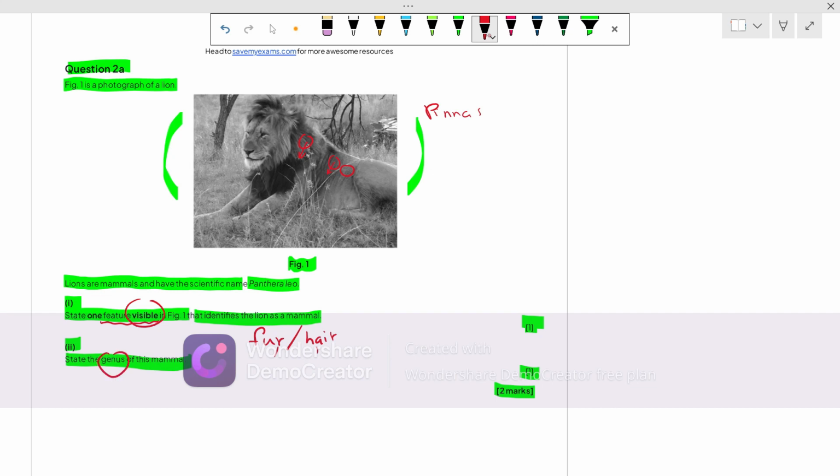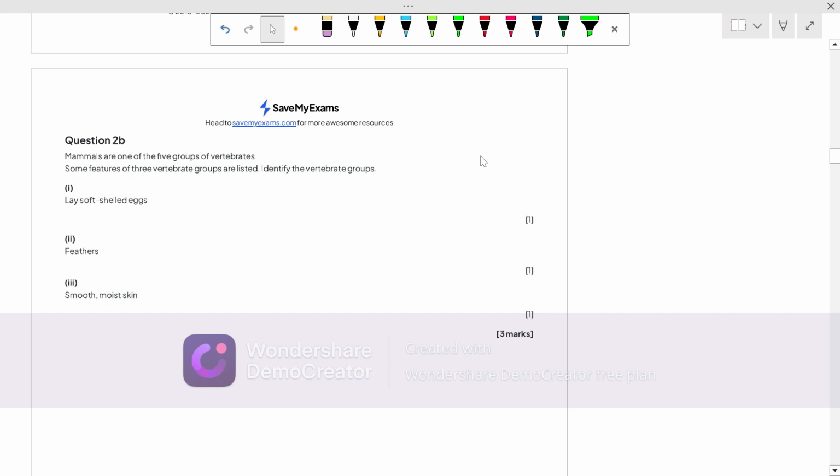State the genus of this mammal. According to the binomial naming system, the first name in Latin is always the genus name, and the second part is always the species name. Genus always starts with a capital letter, species always starts with a lowercase letter. So in this case, the genus of this mammal is Panthera. Let's move on to the next question.